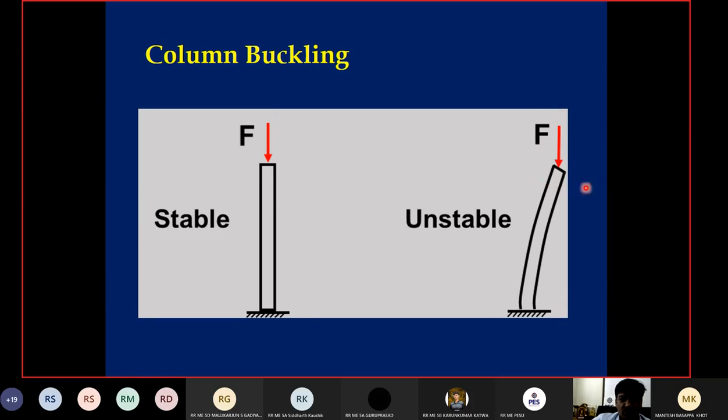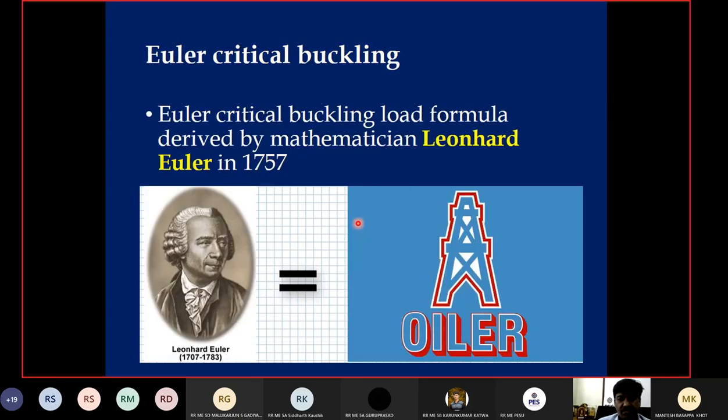Even if there is no change in the load, or there could be a minor change in the load because of the practicalities, the deflection or the displacement is going to be larger with time. So this is the onset of the instability or the buckling. That's what he tried to figure out by finding a mathematical solution for it.